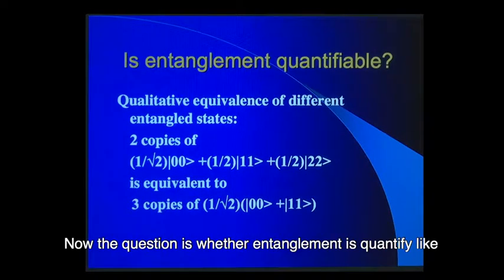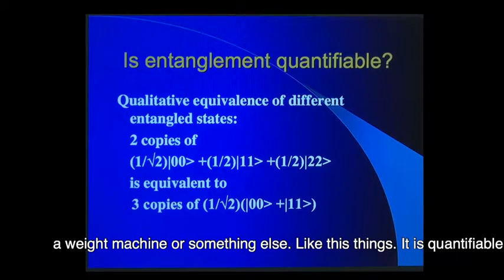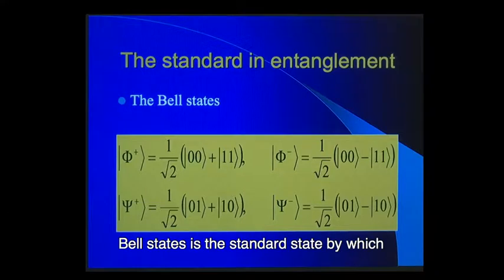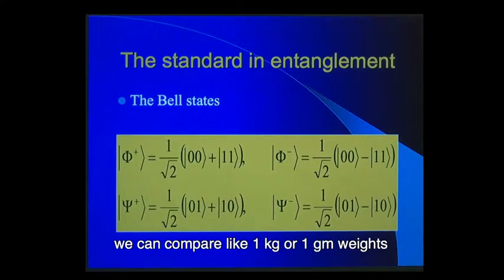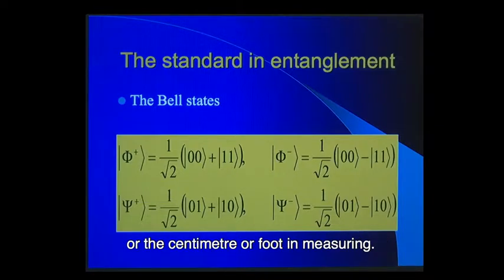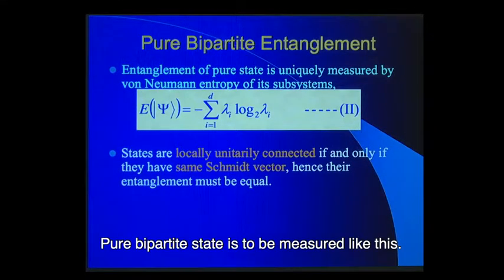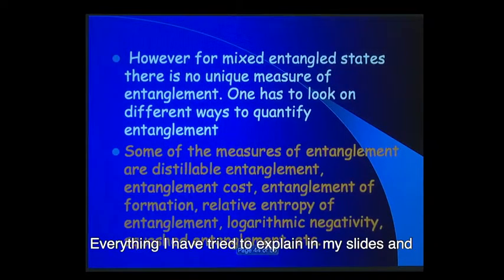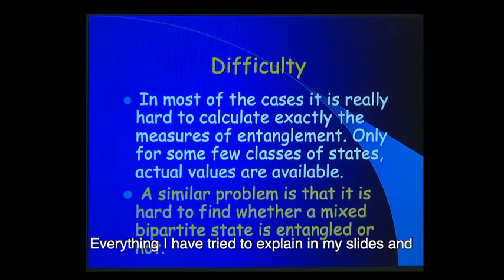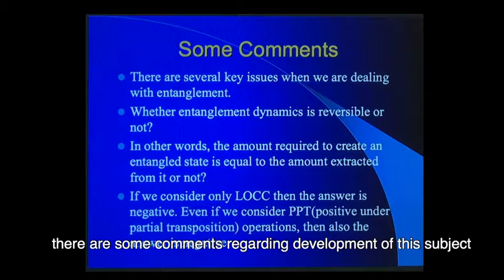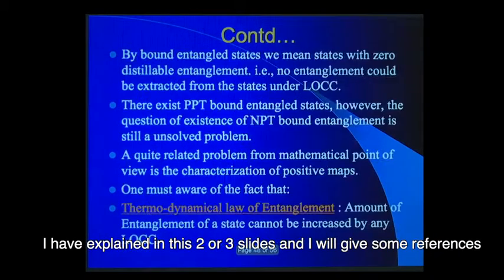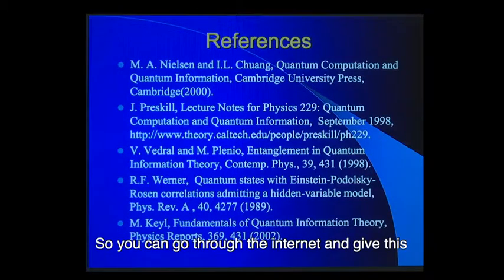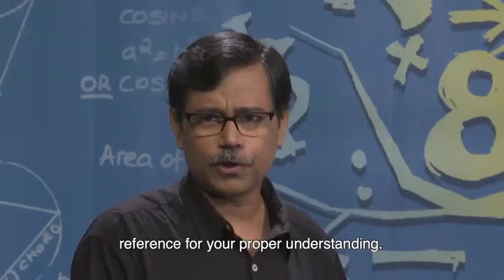Now, the question is whether entanglement can be quantified like a weighing machine or something else. It is quantifiable, and it has some standard states. Bell states are the standard states by which we can compare, like 1 kg, 1 gram, or a centimeter or foot in measuring. A pure bipartite state is to be measured like this. This is the entanglement of these things, and there are some difficulties in entanglement theory. Everything I have tried to explain in my slides, along with comments regarding the development of this subject in these 2 or 3 slides, and I will give some references which are freely available on the internet. You can go through them for your proper understanding.